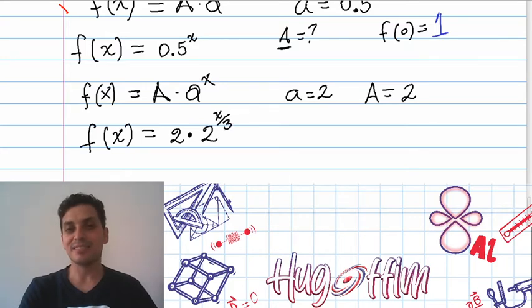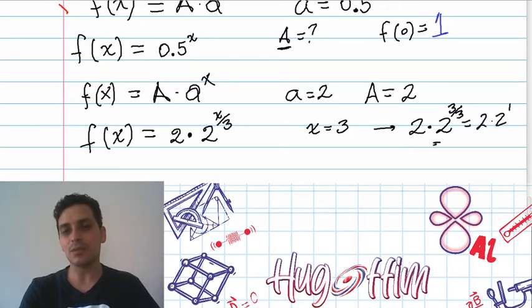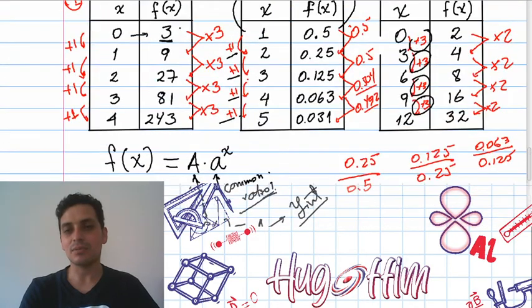Okay? So let's test it. If x equals 1, I will have 2 times 2 to the 1 over 3. Okay, no, I'm sorry. When x equals 3, I'm going to have 2 times 2 to the 3 divided by 3, that is 1. So you will have 2 times 2 to the first power, that is 4. Hey, good, I got the table. You see?